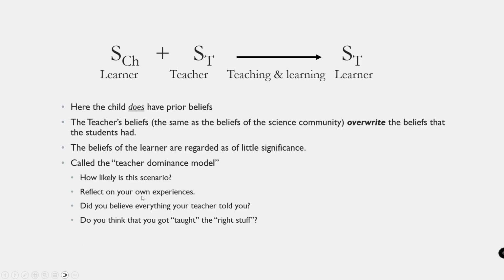How likely is it? Have you seen this? You probably have at different points. Do you believe everything your teacher told you? Some do, some don't. Do you think you always got taught the right stuff? Did teachers contradict each other? Sometimes they did. I saw it in real life sometimes. I saw English teachers try to lecture over science teachers in science classrooms. It was wacky stuff. Again, better than the previous one, but again, a little bit tokenistic.